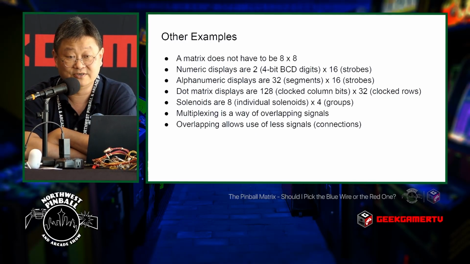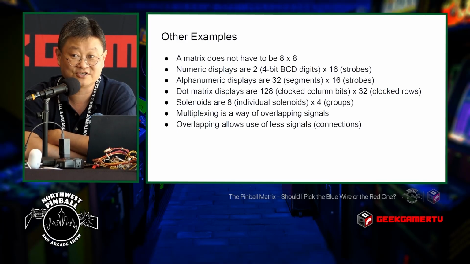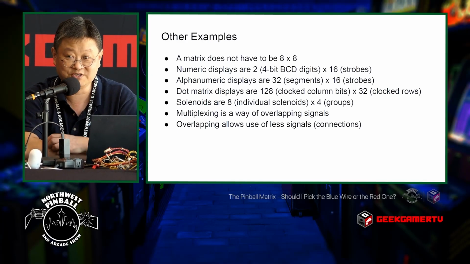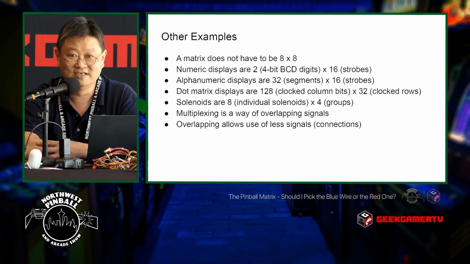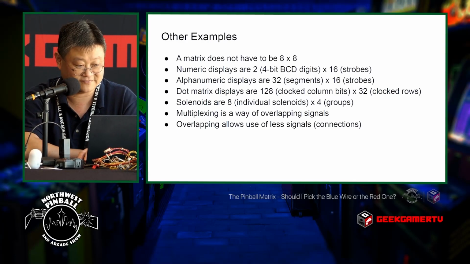Solenoids. Solenoids are actually also, believe it or not, in what you could call a matrix. It's multiplexed. And I'll show you the diagram in the schematics that actually explains that, yes, this is true. You may have 32 or 28 solenoids in a WPC machine, but they're actually multiplexed. They're strobed. Because multiplexing is just a way of overlapping signals. It doesn't matter what the signal is. It's just a way of using a channel of 8 in different ways with multiple tags or signals or whatever.